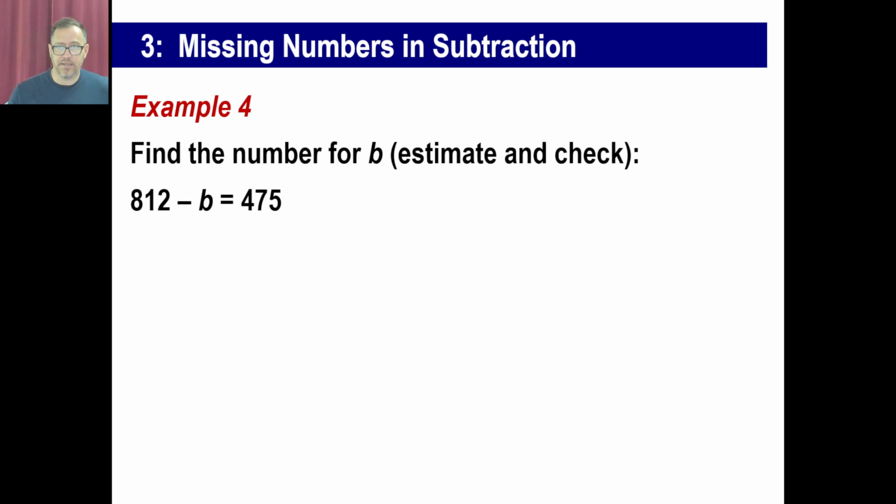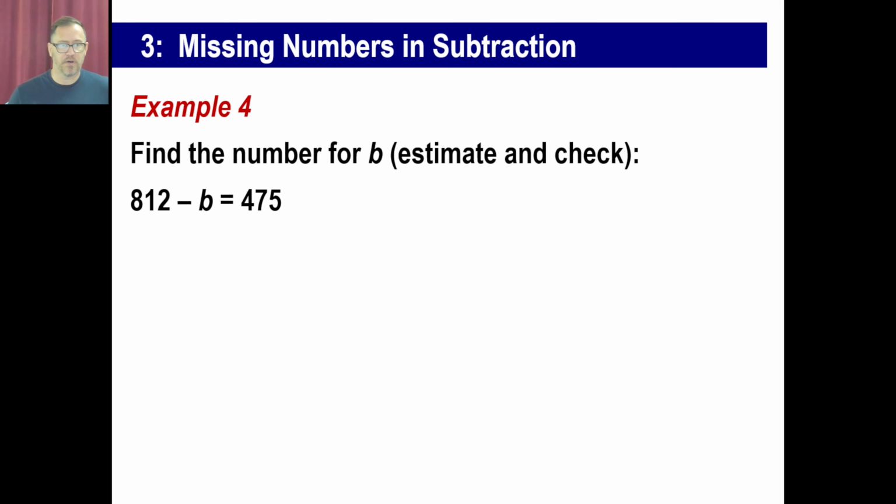Find the number for B. Estimate and check. Well, pause it in a second. First off, let's estimate. Let's round these two numbers we have, and then do it kind of in our head, and then guess about a number we're going to estimate. So pause it for a second, and then estimate.